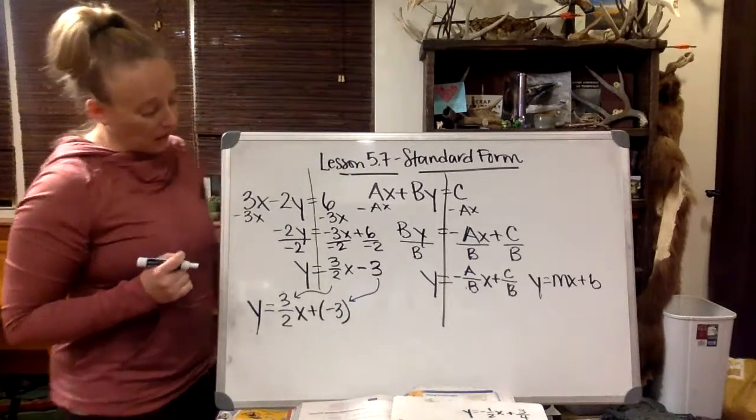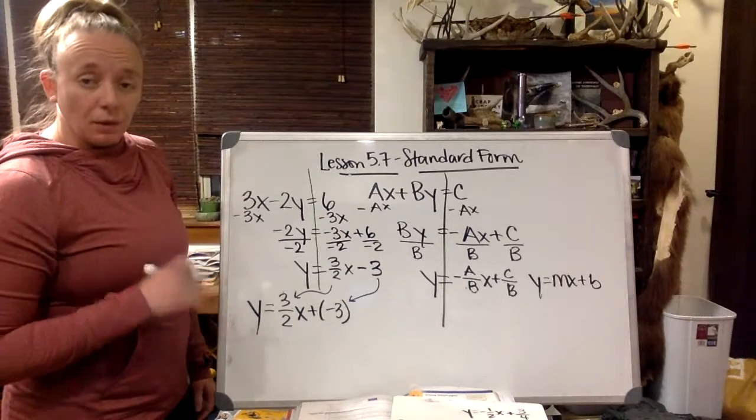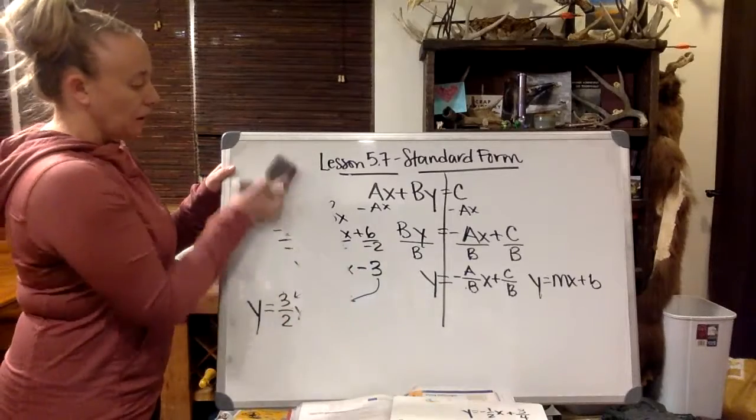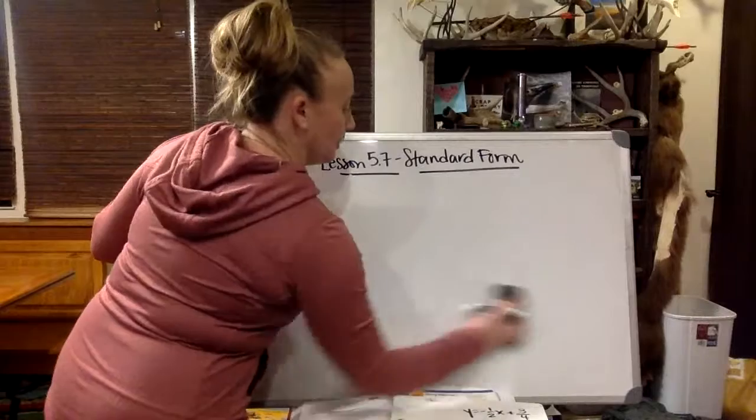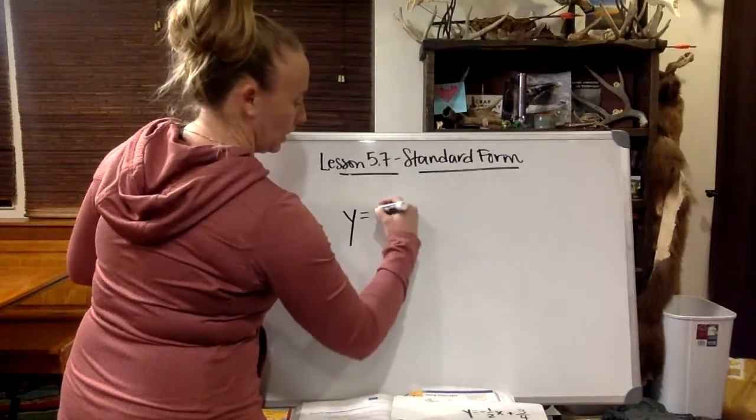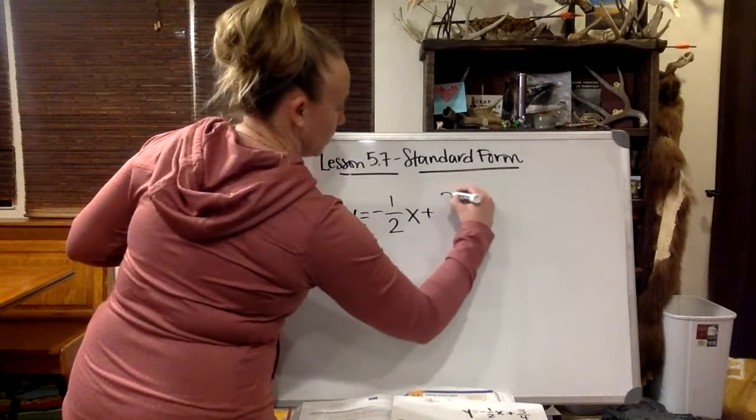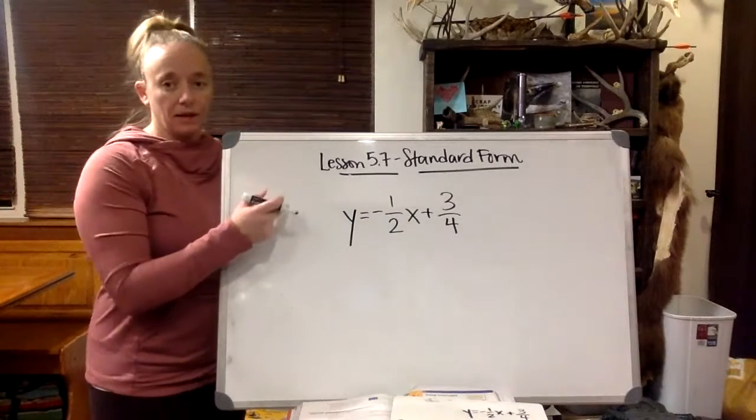Kind of sweet. Awesome. Now, what if I was given a slope-intercept form equation and I wanted to turn it into a standard form equation? Let's do that. So here is an example of a problem that I think is worthy of our attention. We have y equals negative 1/2 x plus 3/4. We are going to turn this into standard form.